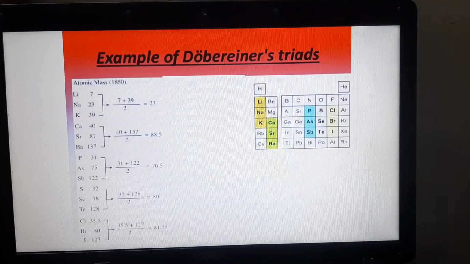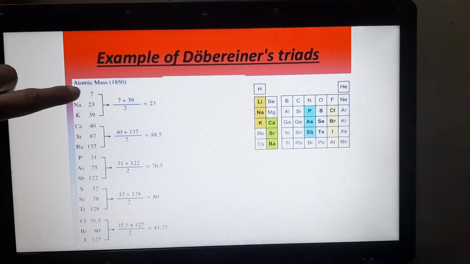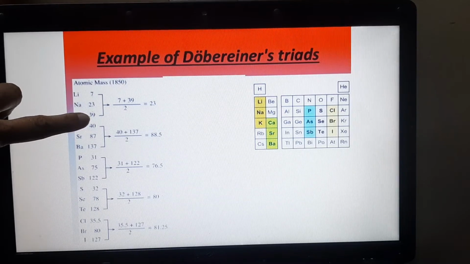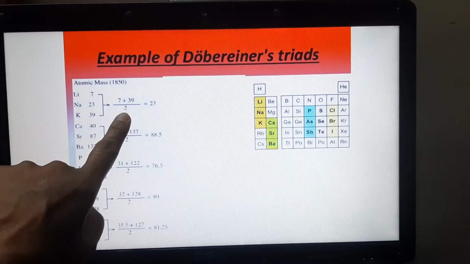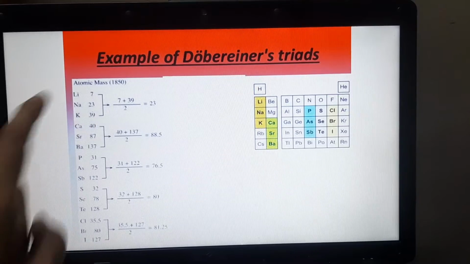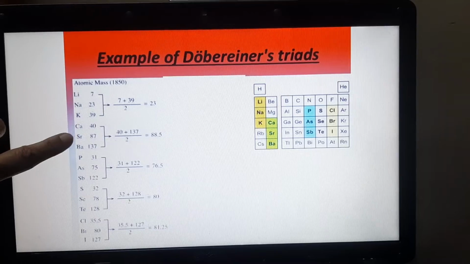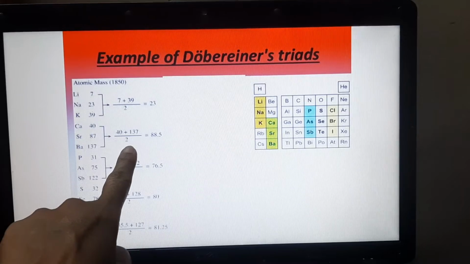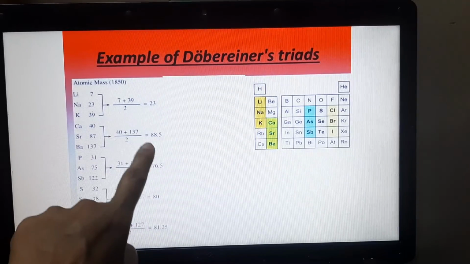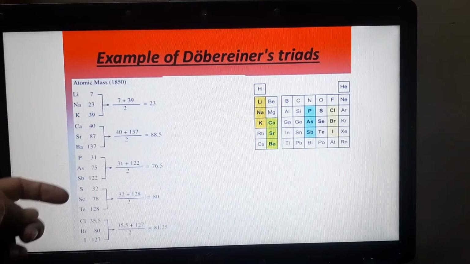So here we have seen this is the same table. You can see it's worked out for you. Here you've got lithium, whose atomic mass number is 7, potassium is 39, and if you take 7 and 39 and find the average, that means adding and dividing by 2, it works out to 23, which is actually the atomic mass number of sodium. Likewise, it's worked out here also for calcium, strontium, and barium. Calcium and barium, we found out the average by adding and dividing by 2, and find out that the answer is 88.5, quite close to 87. Likewise, the other triplets as well.